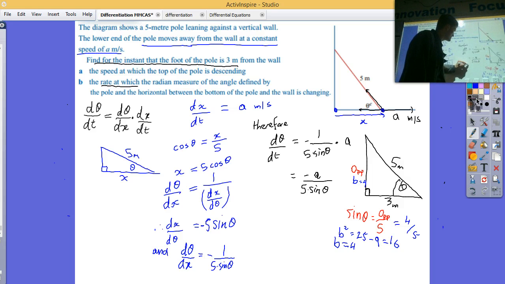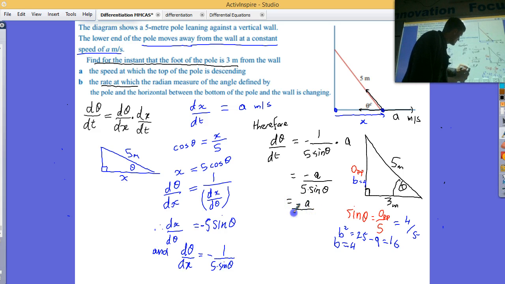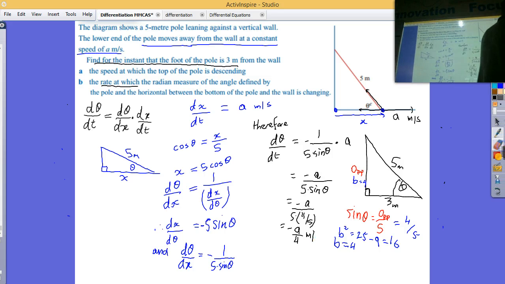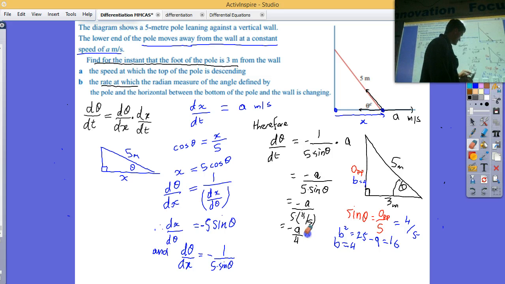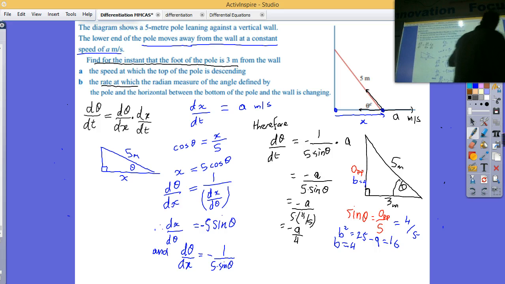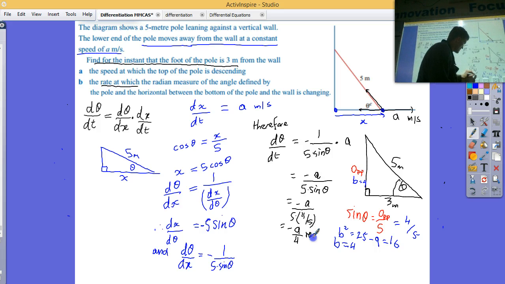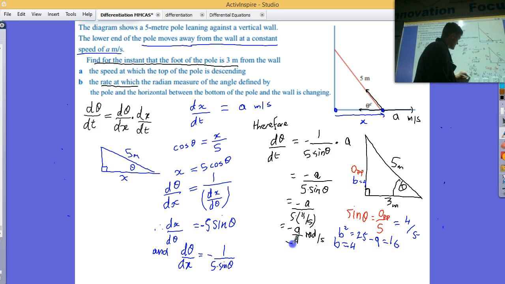So that means I'll have negative a over 5 times 4 over 5. Well, the 5's cancel, and I just get negative a over 4 radians per second, not meters, radians per second, because we're doing an angle. There's our rate.